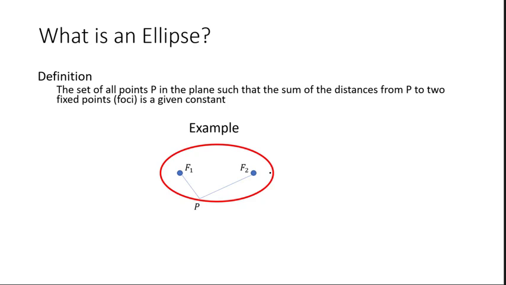Now, where do you see an ellipse in everyday life? Well, there's different places you might see this, but one of the most common or most familiar places would be with the orbit of planets. So planets orbit the sun in an ellipse, where one of the foci is going to be the sun, and the other focus is just a random point out in space. All right, so that is one major application of ellipses.